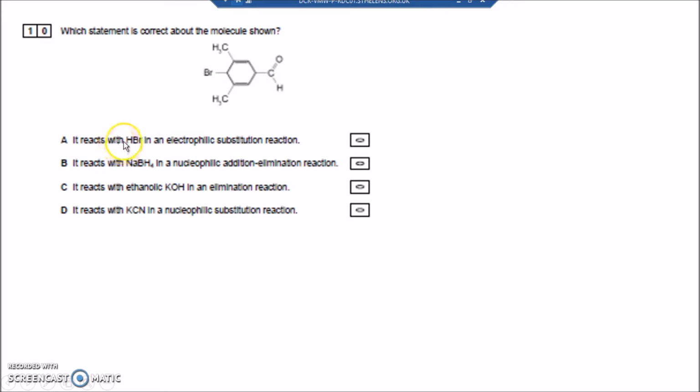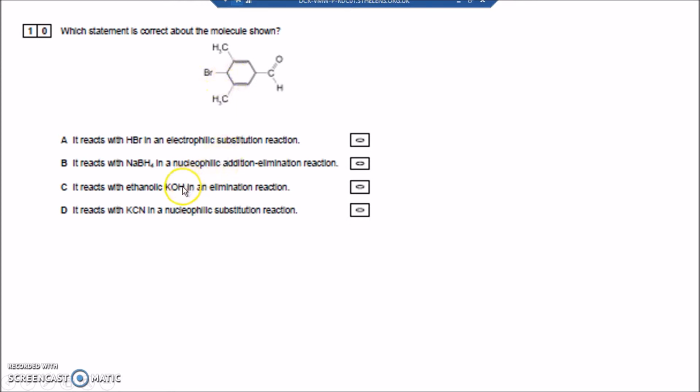Let's work out why A, B and C are not correct. It reacts with HBr in an electrophilic substitution reaction. No, it's electrophilic addition across a double bond. It reacts with NaBr in a nucleophilic addition elimination reaction. Now you get addition elimination reactions when you have acyl chlorides with COCl, not aldehydes. It reacts with ethanolic potassium hydroxide in an elimination reaction. It would have to have something to release. So say, for example, in an elimination reaction, it's with something like a haloalkane, where it might attack an H, and then the H would move the electrons into a bond and release maybe the Br.